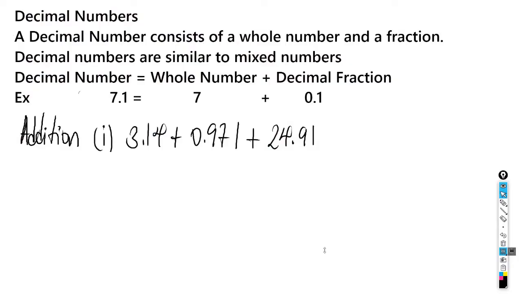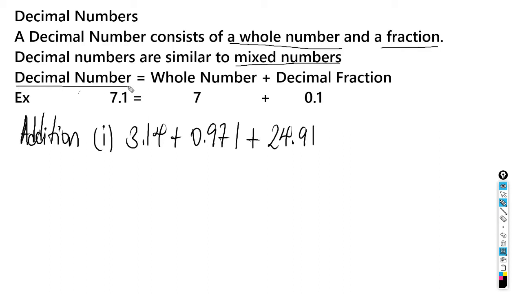Hey guys, what's up? So we're going to be looking at decimal numbers now, which is pretty much the same thing we were doing earlier, but a little more detailed. It says here, a decimal number consists of a whole number and a fraction. Decimal numbers are similar to mixed numbers. So we need to identify how we'd represent a mixed number as a decimal, and this is how we'd represent it.